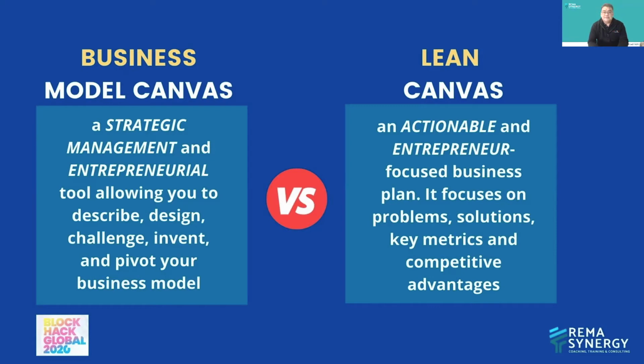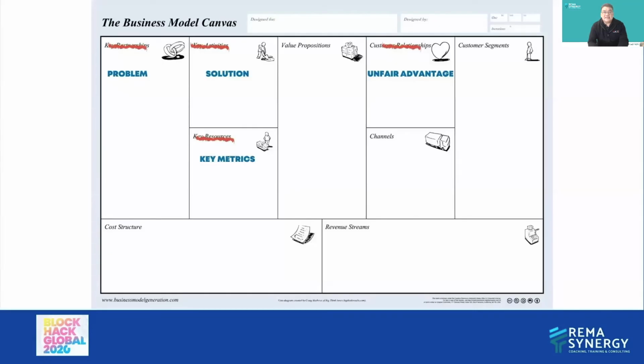The lean canvas is more actionable, it's more entrepreneur focused, and it focuses on the problem, solutions and also competitive advantages that your business may have. So this is a comparison to the business model canvas. Only 4 sections are different in the lean canvas. Where you have key partnerships, you have a problem, key activities is a solution, key resources is key metrics, and also here you have customer relationships is unfair advantage in the lean canvas.